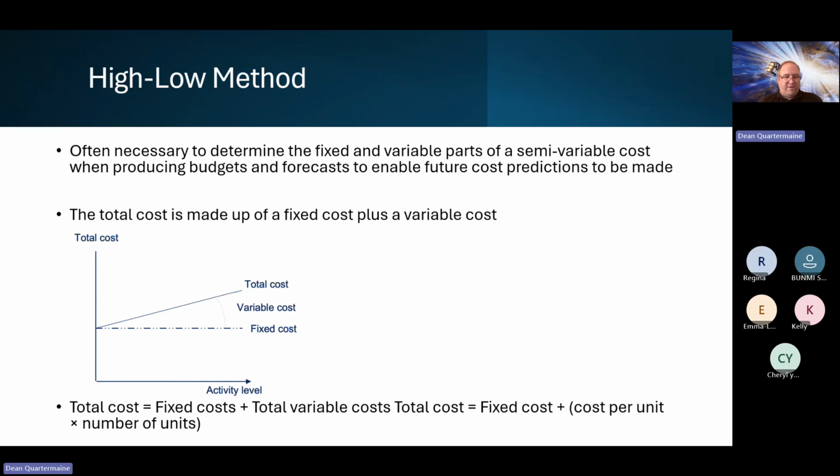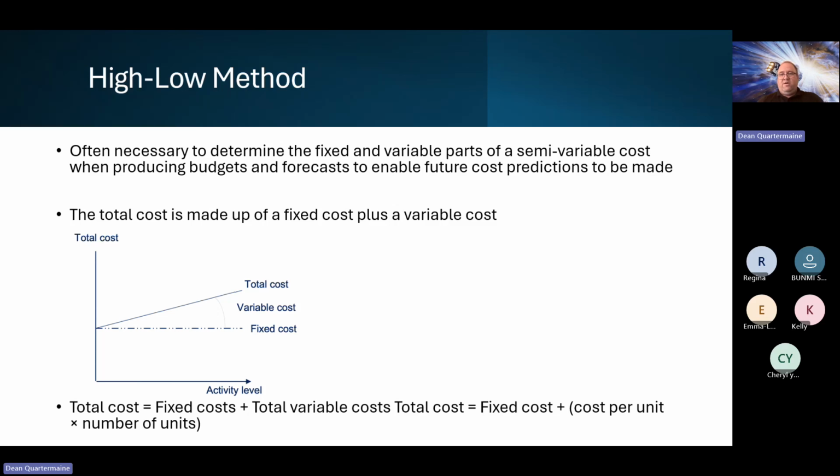Another way of saying that is the total cost is the fixed cost plus the cost per unit, the variable cost per unit, multiplied by the number of units. So with that knowledge, we can hopefully apply this high-low method to be able to split out fixed cost from variable cost.